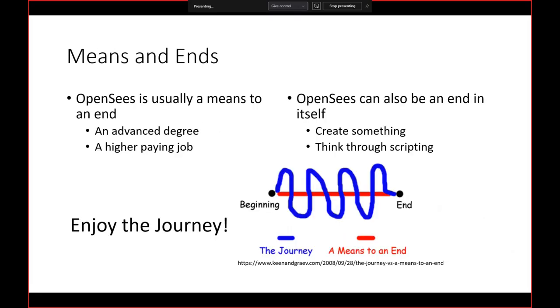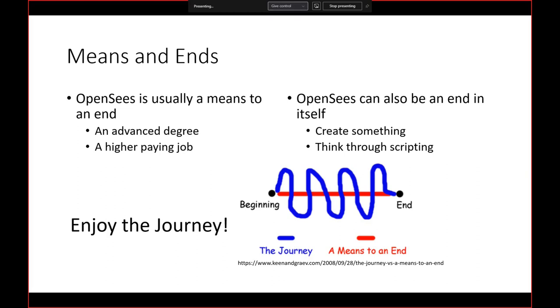Okay, so to start to wrap things up, the means and ends. I think for most users, OpenSees is usually seen as just a means to an end.